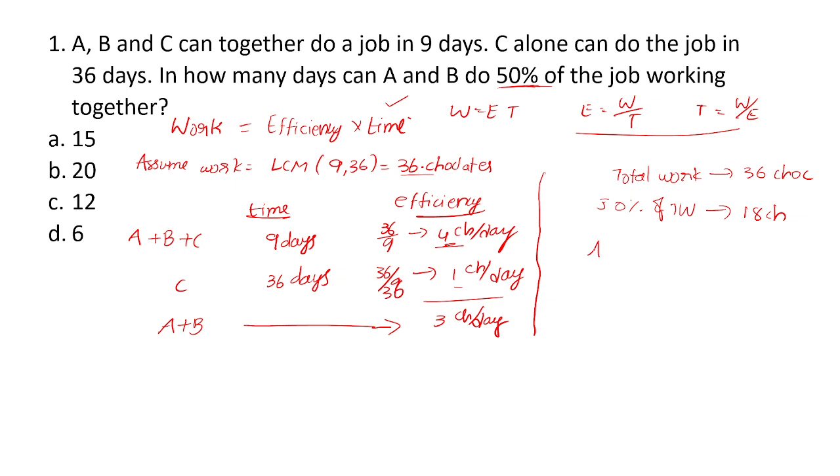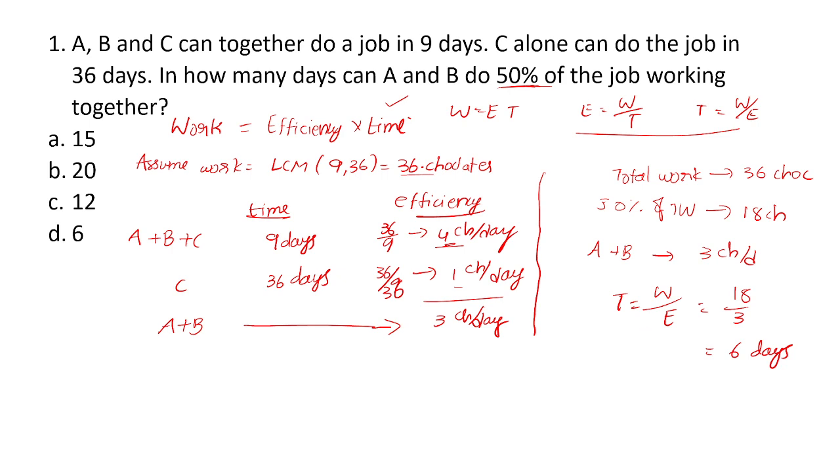So we know that A plus B's efficiency is 3 chocolates per day. They need to complete 18 chocolates of work. So the time calculation will be work by efficiency, which is 18 by 3, which is 6 days.